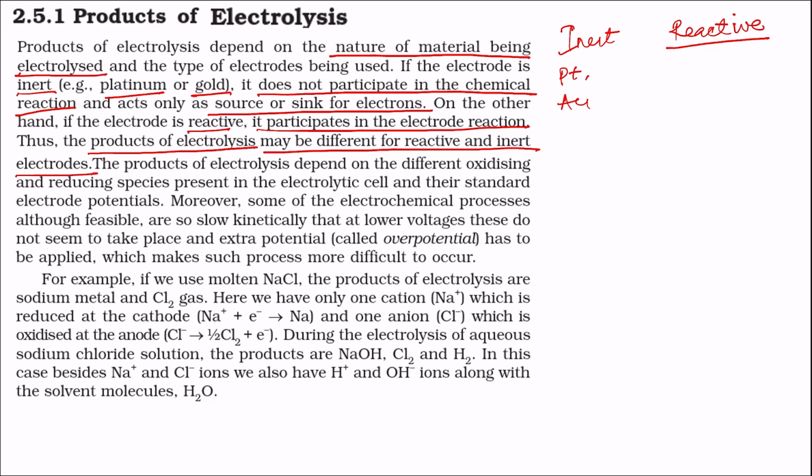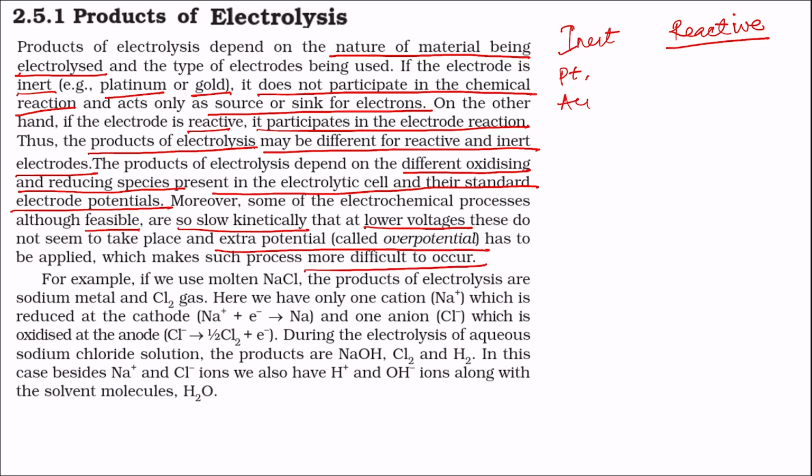Then the product of electrolysis also depends upon the electrode potential values of the species present in the electrolytic cell. So the product of electrolysis depends on the different oxidizing and reducing species present in the electrolytic cell and their standard electrode potentials. Now some electrochemical processes are feasible, but they are so slow kinetically that at lower voltages these do not seem to take place, and extra potential, which is also known as overpotential, has to be applied, which makes such processes more difficult to occur.